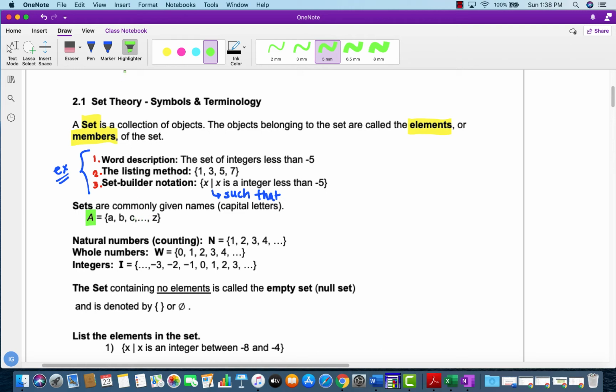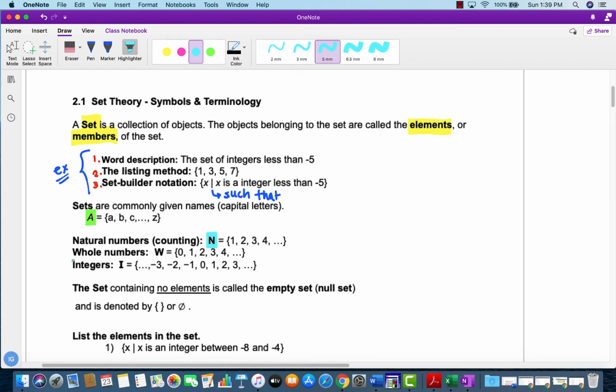Okay. Alright, now we have natural numbers, which are your counting numbers, and we use capital N to define the set of natural numbers. Natural numbers are your counting numbers, so it starts from 1, 2, 3, 4, ... means it keeps going. Okay. Notice there's no decimals, there's no negatives, and 0 is not included in your natural numbers.